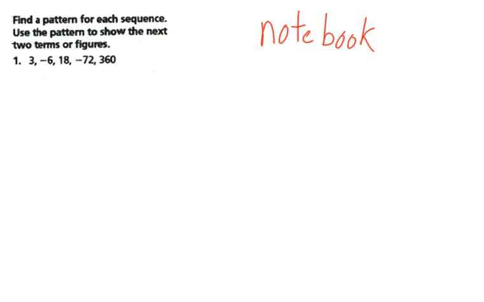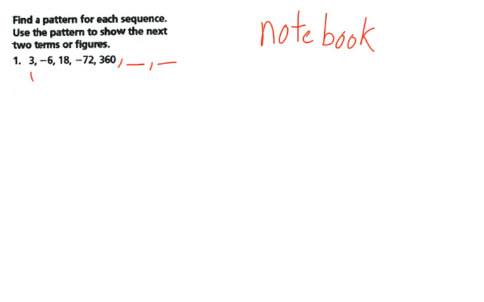This is how this question reads. It says, find a pattern for each sequence. Use the pattern to show the next 2 terms or figures. Essentially, what's that one and what's that one? If you want to go ahead and pause the movie, let's give people a chance to answer this question and see what we get.